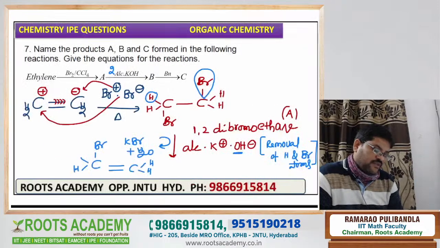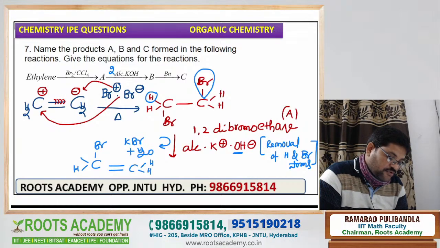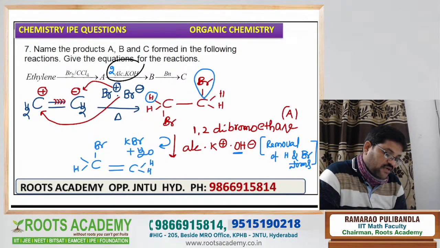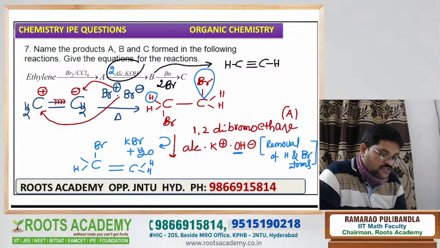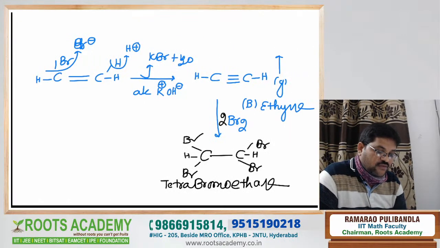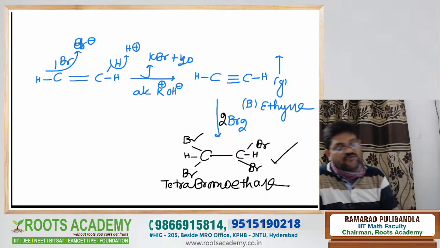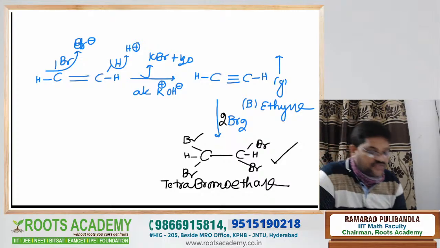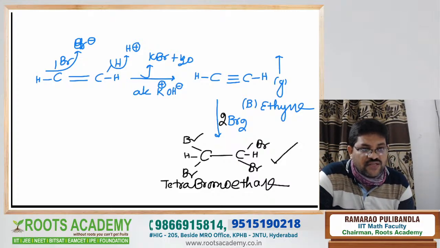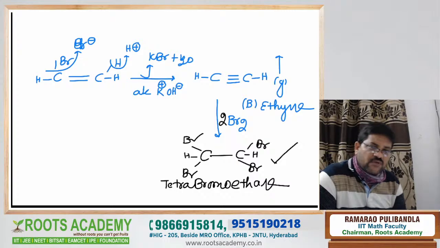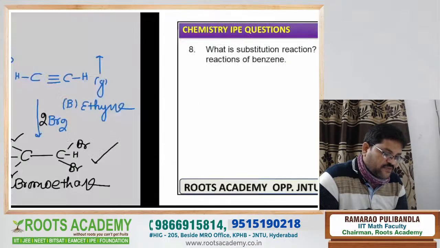So now, a simple reaction. A is 1,2-dibromoethane. Again heat with 2 moles of alcoholic KOH and you get B. B forms acetylene gas. Now to that acetylene gas, adding 2 moles of Br2, tetrabromoethane forms. Simple logic, no confusion. This is one nice question from the previous paper. All the questions I explained now belong to the previous paper.